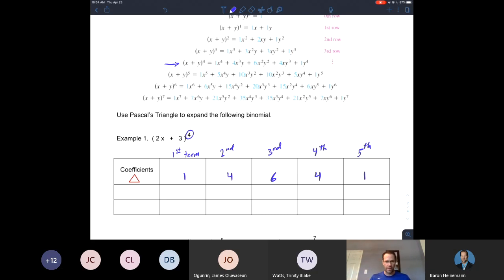Any questions so far with how I've organized and broken this apart? This is your time to ask your questions.